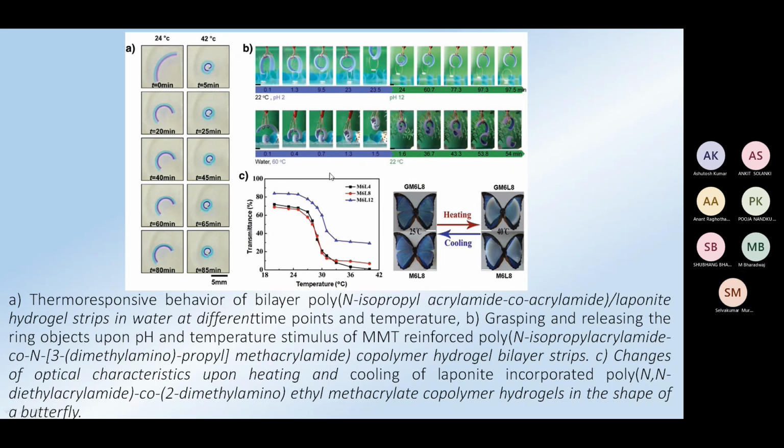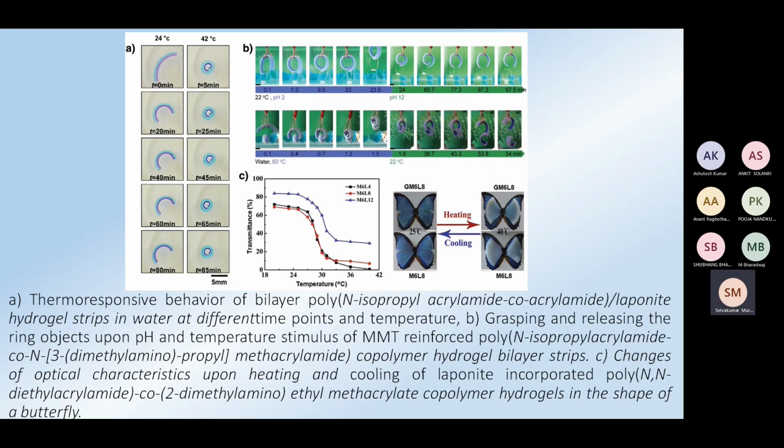The same happens with temperature: within 55 minutes, it can release the object when you change the temperature from 60 degrees to 22 degrees Celsius. So this is a temperature responsive as well as pH responsive hydrogel. And this again shows some shape memory smart materials. They fabricated a butterfly-based 3D printed construct, and then studied the optical properties of the shape memory material.